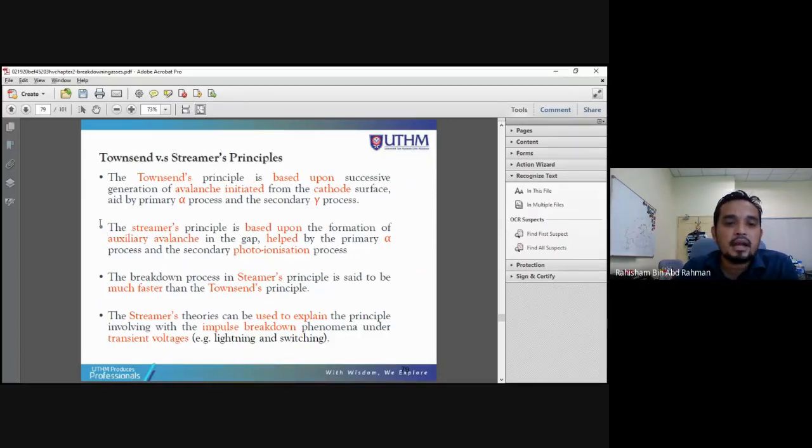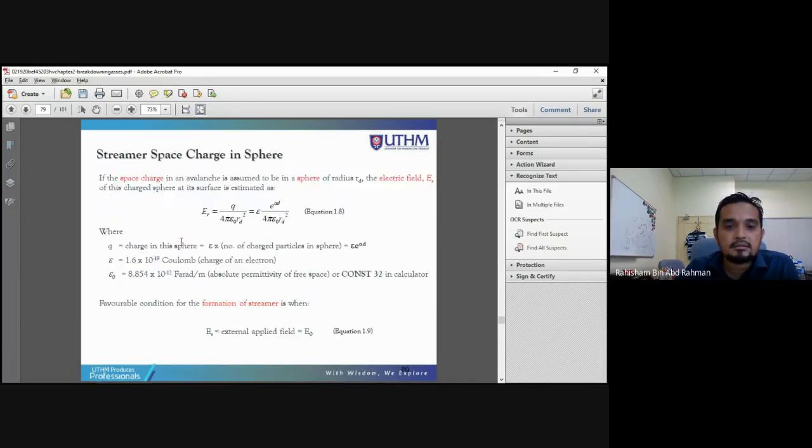So we understand that the streamer principle is based on the formation of auxiliary avalanches in the gap. And the Townsend principle is based on successive generation of avalanches initiated from the cathode. These are the differences between Townsend and the streamers, and you can read here.